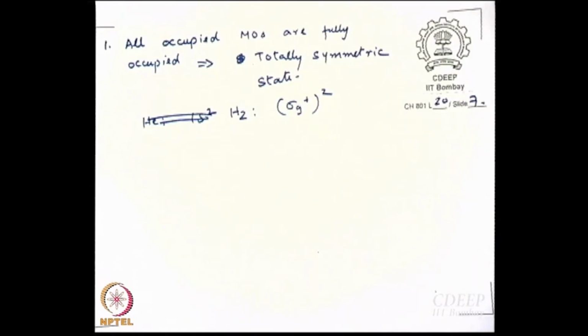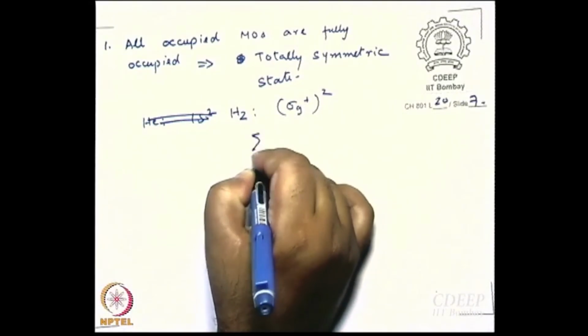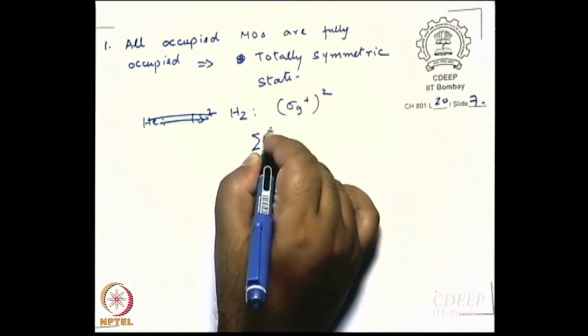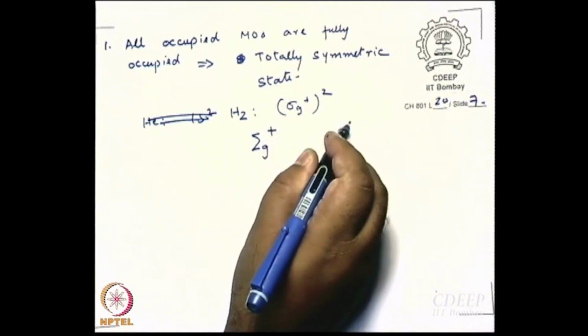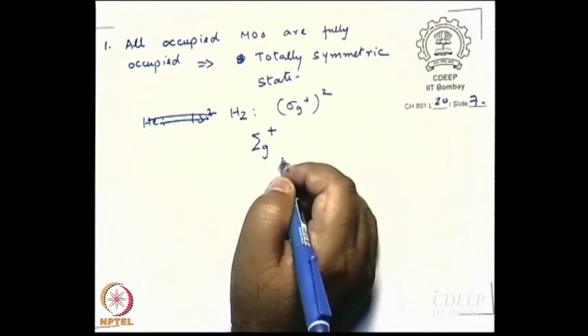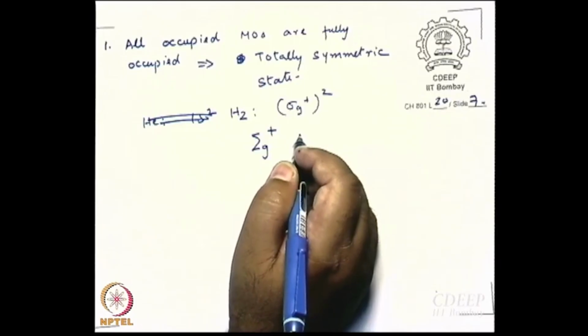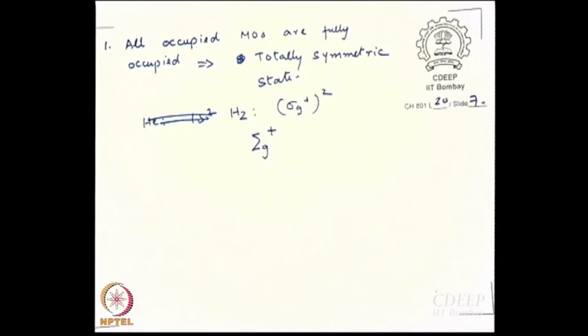What is the symmetry of the state? Sigma g plus. When we write orbitals, we use small letters. When we write states we use capital letters. Okay. But just writing this sigma g plus is not enough. Two things, let us understand why it is called sigma g plus.